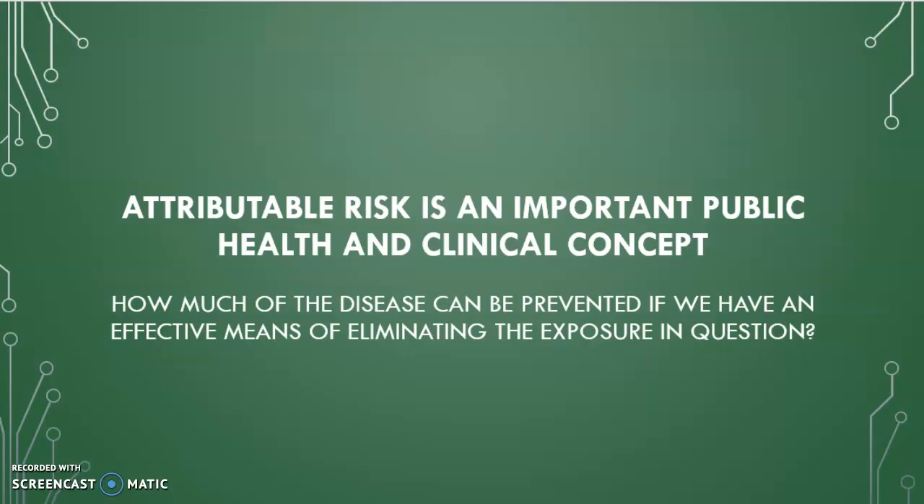Just to recap, attributable risk is an important public health and clinical concept. It explains how much of a disease can be prevented if we have an effective means of eliminating the exposure in question. Attributable risk, along with relative risk, as discussed in Chapter 11, are essential for understanding causation and the potential for prevention.